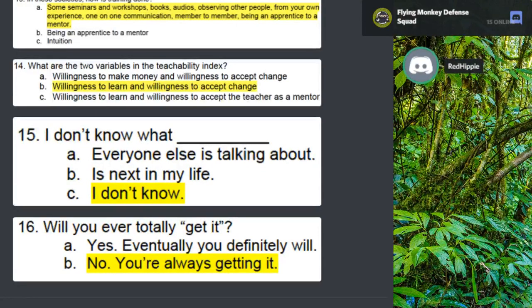If you want things in your life to change, you're going to have to blank. Change. Change things in your life. So yes, that's correct.